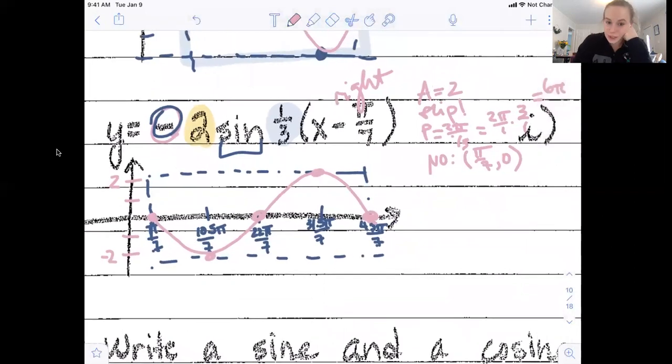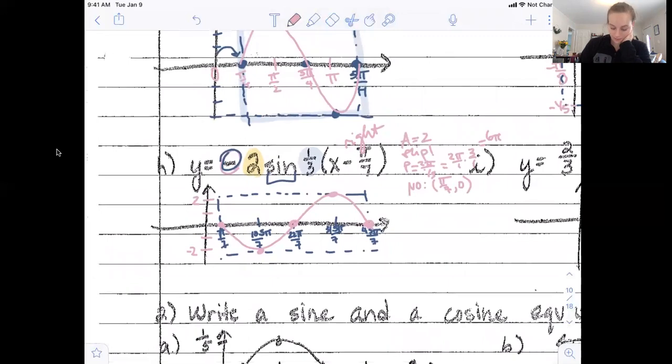The hardest part there is just the fractions. But you need to remember negative sine means that we start by going down. You need to know where the amplitude is and show me we go all the way up to 2. And then you need to show me the period. It stretches all the way out to not just 6 pi this time, but 6 pi plus pi over 7, because we had to shift everything pi over 7.